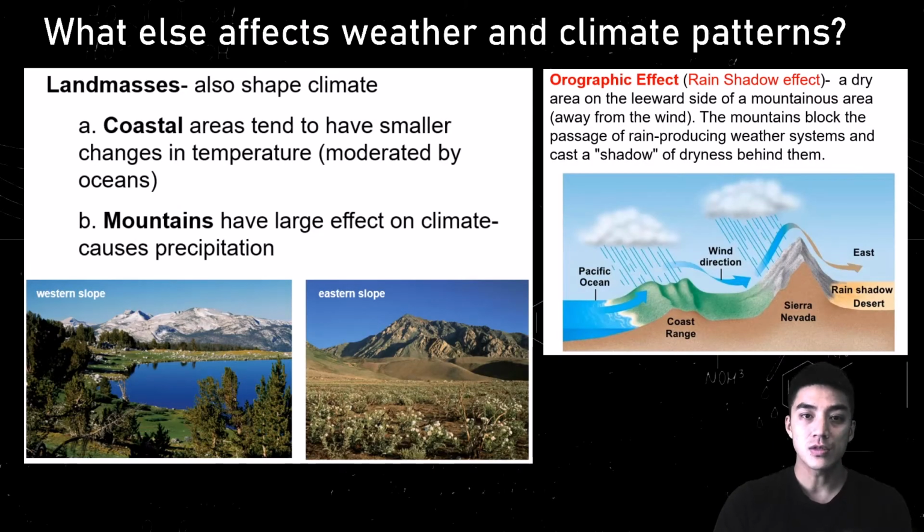Coastal areas tend to be surrounded by water. Water has a high specific heat, which means it absorbs a lot of energy before the temperature changes. This allows coastal areas to have a more stable climate.